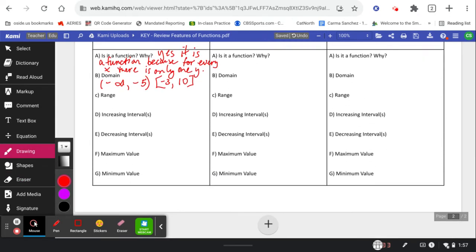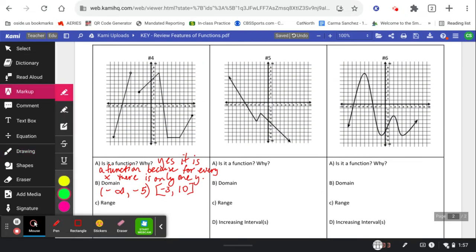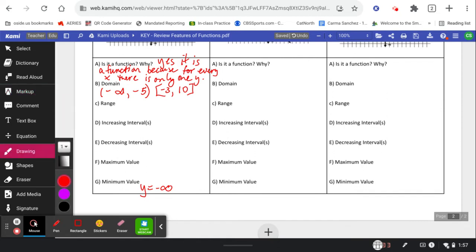Minimum of this graph goes forever, so we would say that y approaches negative infinity. And then maximum of this graph is the boundary line here through 1, 2, 3, 4, 5, 6, 7, through 8. So we say that the range goes from negative infinity up to 8.